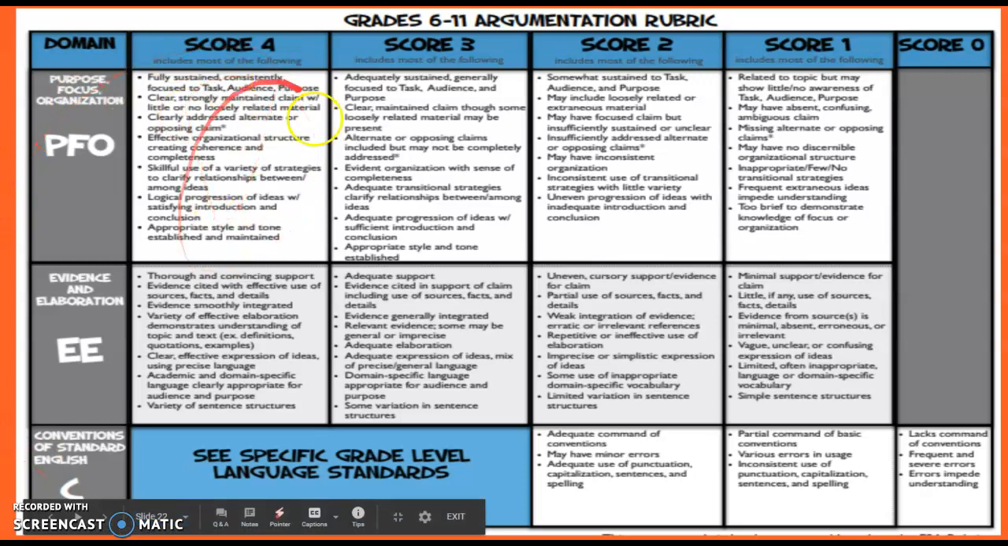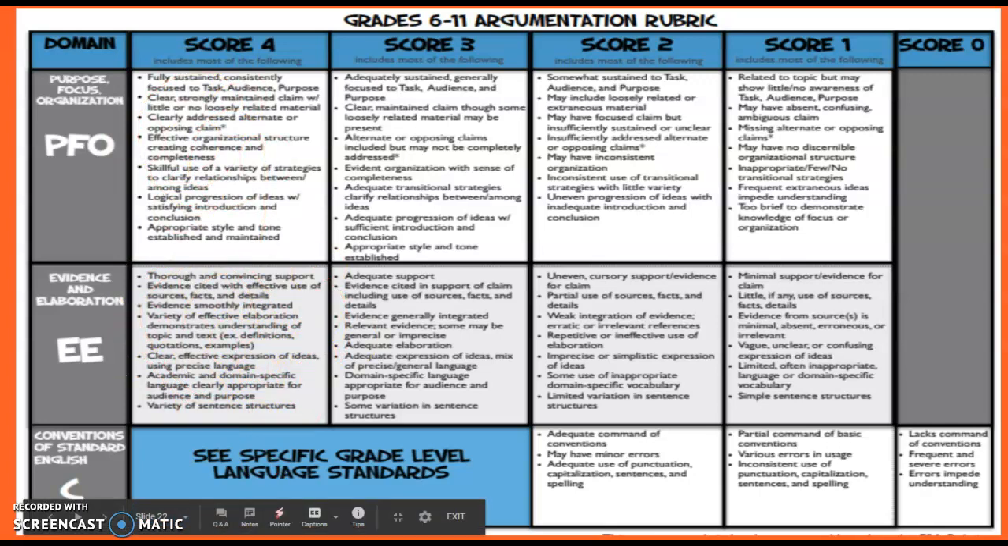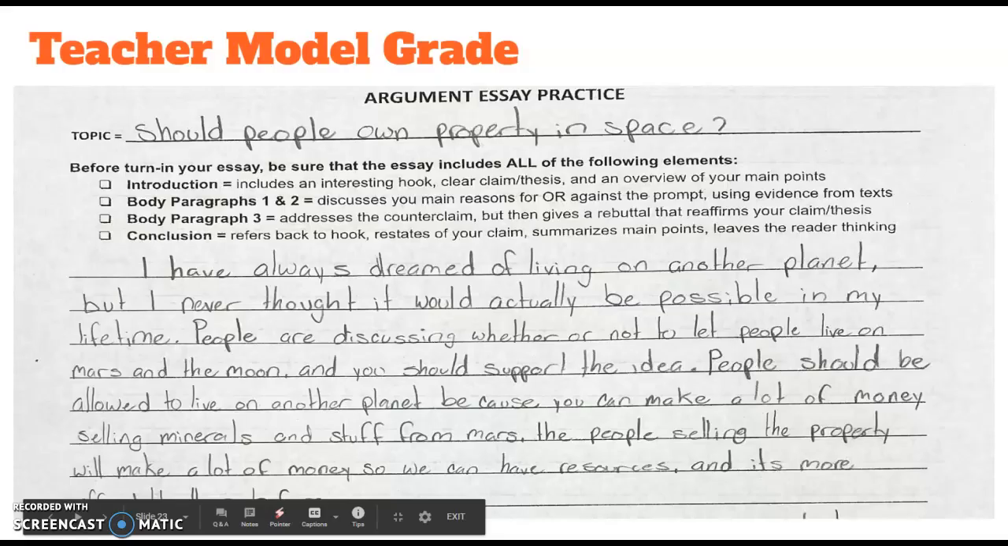She could definitely improve by staying more focused. She could even improve by giving more detail to the points. Why is buying property in space such an advantageous thing for humans? Things of this sort would definitely boost her grade.